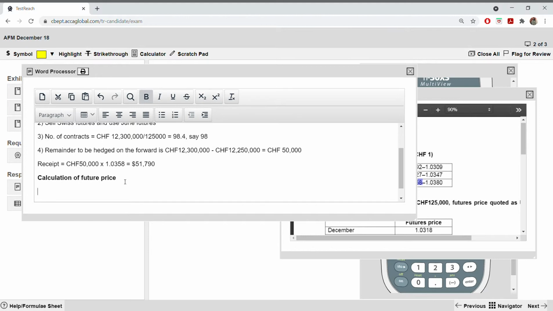There are two ways how they have calculated future prices. I am going to show you both the ways, but in the answer, write any one of them. The reason why I'm showing you both methods is some of you might understand the first method, some of you might understand the second method. So it's up to you.